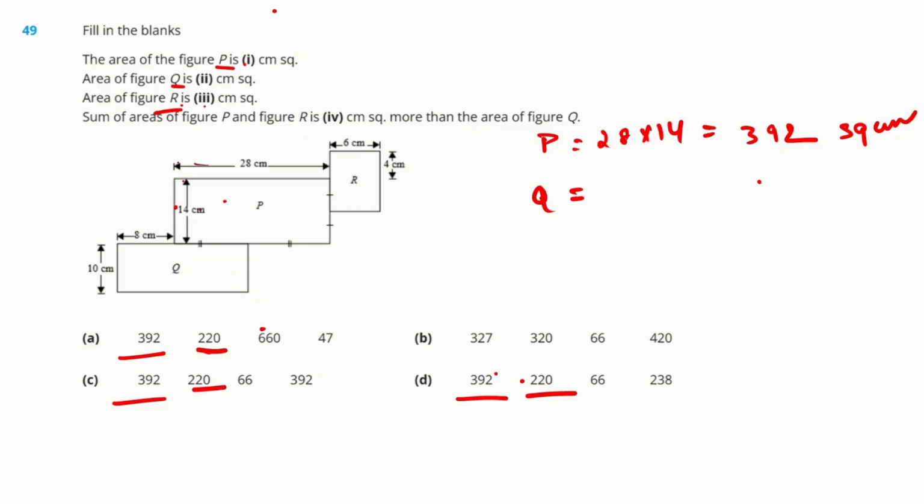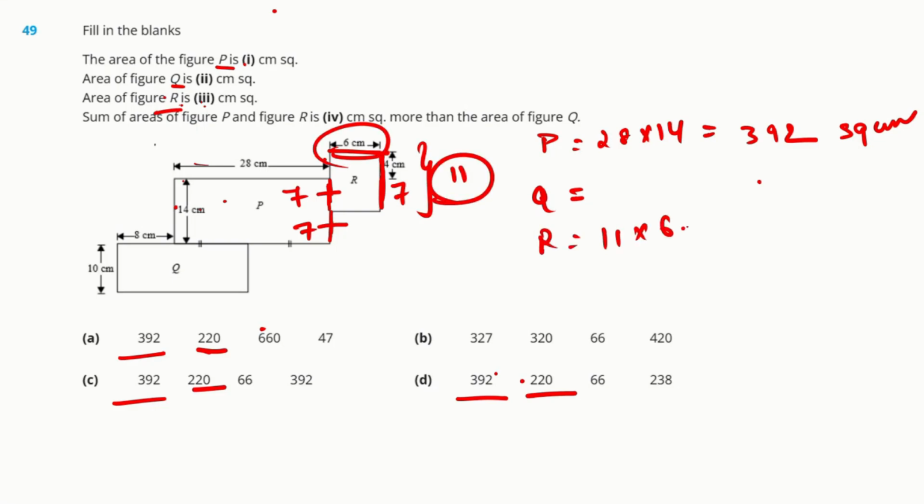Next, R. The length is 6. Till here is 4. And the breadth of P is equally divided into 2. Total is 14, so each has to be 7. So 4 plus 7 together, it's 11. So for R, it's 11 into 6, 66. So option A and B eliminated because they show 660. We have C and D as the possible options.